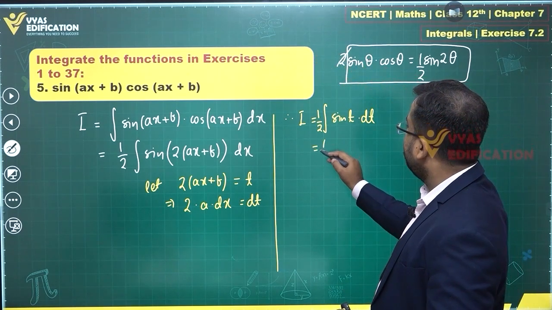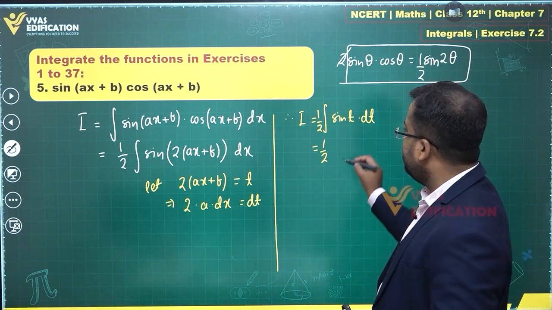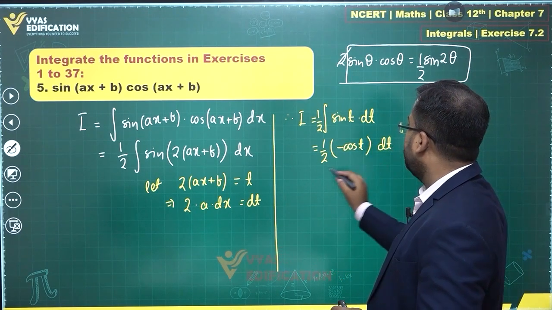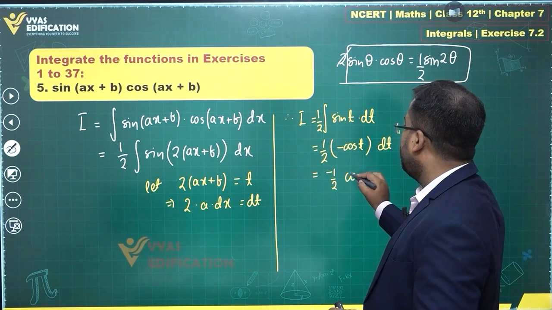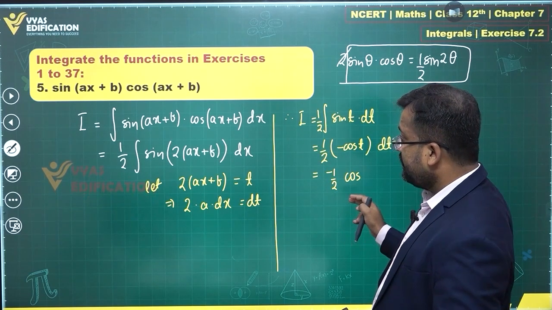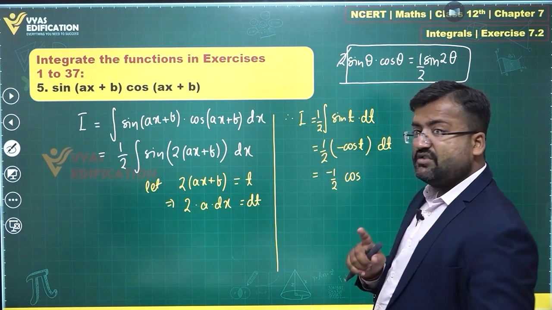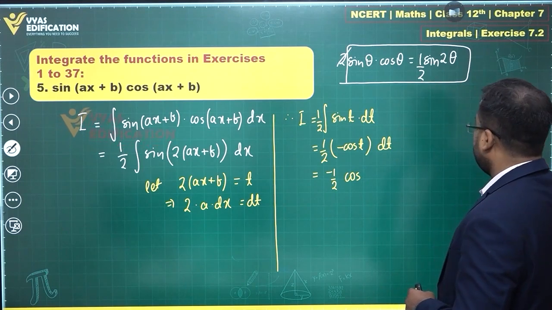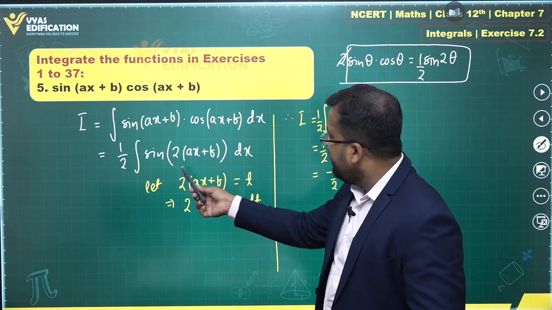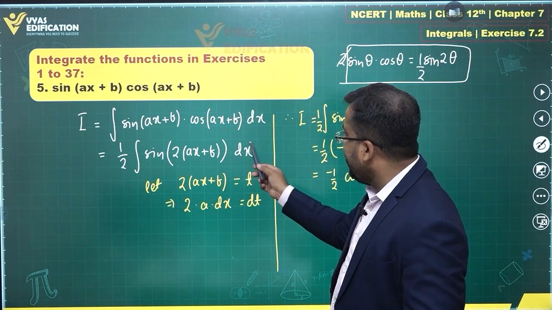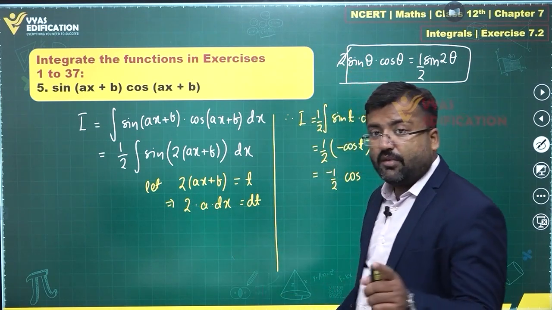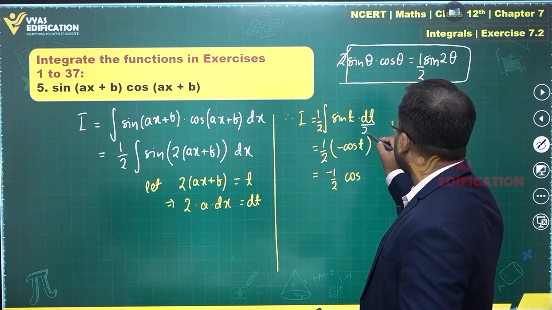Okay, half remains as it is, integral of sine t is minus cos t dt. Now this becomes minus 1 by 2 cos of that huge expression. Okay, there's just one issue. What's that issue? We missed out on one particular thing. Let's not miss out on things. Okay, sine of t is okay. Dx is not directly dt. Dx is dt upon 2a. Remember that.